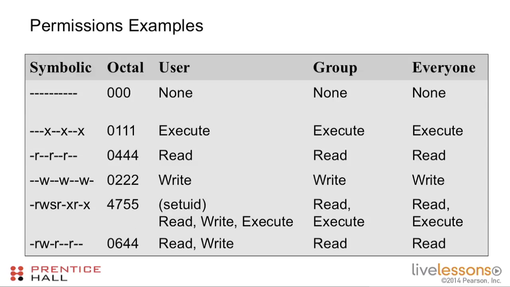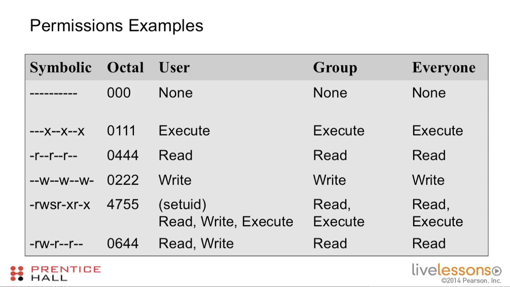Here are some further examples with octal notation of permissions. Let's run through each row in the table. Symbolically, in the first example, this is what you might see on a file with no permissions at all. That will be represented by octal 000. User has no permissions, group has no permissions, everyone has no permissions. So that's the very most basic example.